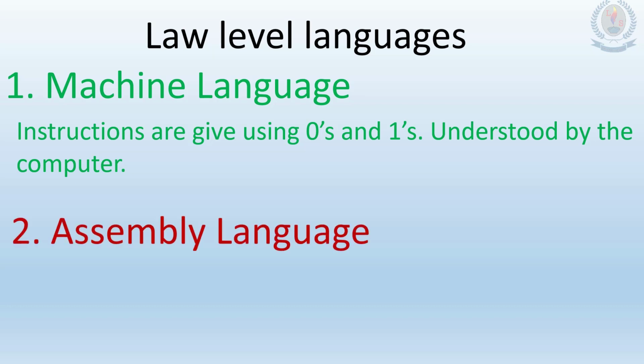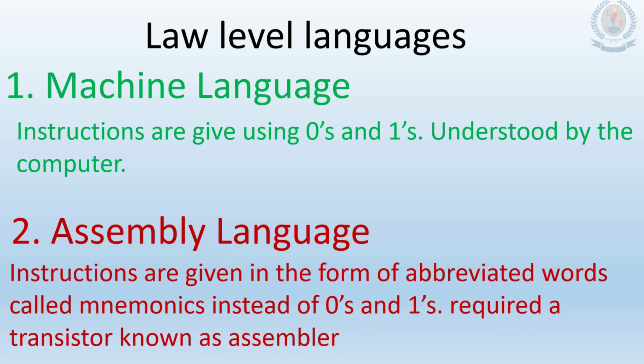And the second part of the low level language is assembly language. Here the instructions are given using abbreviated words called mnemonics instead of zeros and ones. This contains some commands to execute the assembly language. Here we need a translator called an assembler.